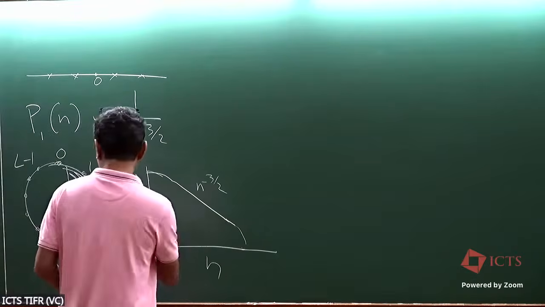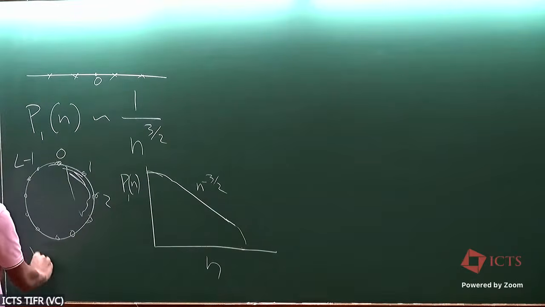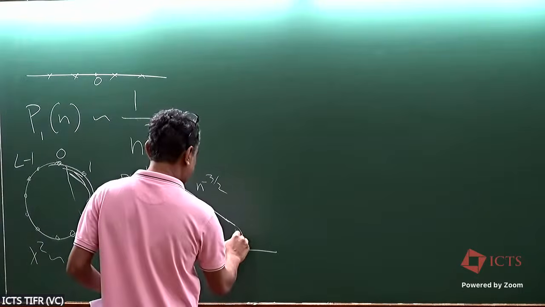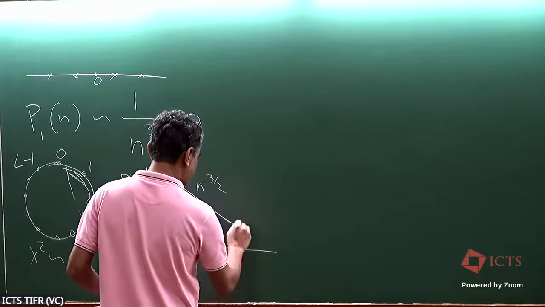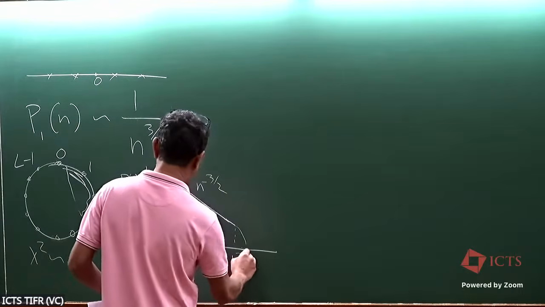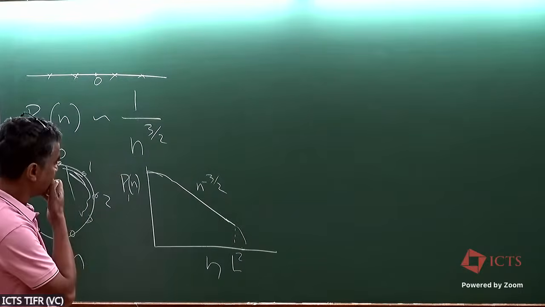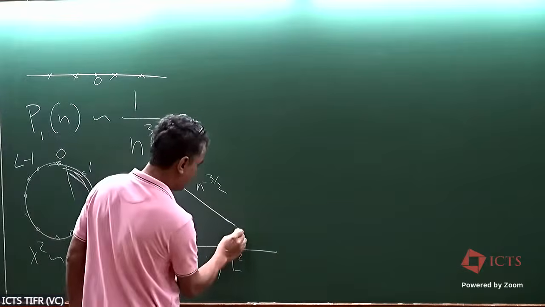Because for a random walk, typically x squared goes as n, so the time to see the full size should be L squared. So we expect that this crossover should happen at L squared, and then there'll be some other form.